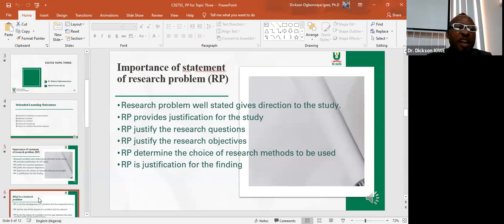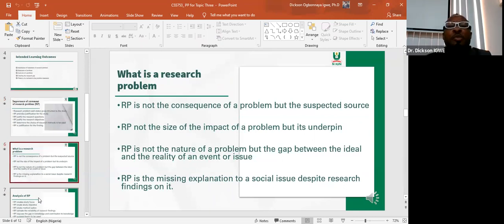So we move further to: what is a research problem? A research problem is not the consequence of a problem, but the suspected source. Some people will say, ah, Boko Haram this, Boko Haram that, banditry that. It's not the number of people that Boko Haram have killed that is the problem. The problem is that underpinning the source of motivation to become a Boko Haram person.